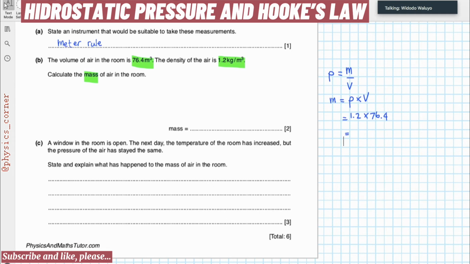Maybe if we round it to three significant figures, this is 91.7, in kilogram. That's it. We use the formula. This is the basic formula of density. And we get the mass of this air is 91.7 kilogram. That's it.